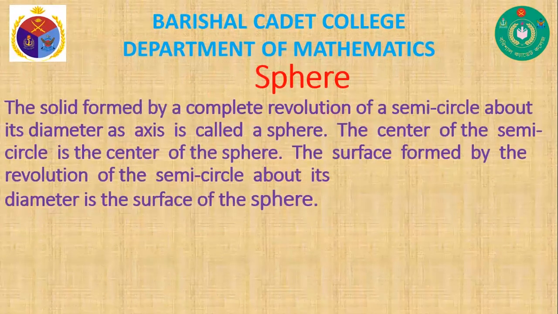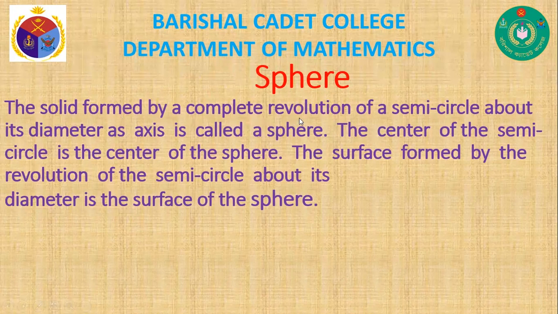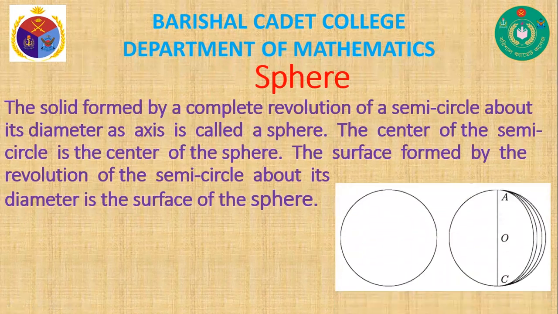First of all, sphere. The solid formed by a complete revolution of a semicircle about its diameter as axis is called a sphere. The center of the semicircle is the center of the sphere. So boys, we want to see the figure of a sphere. Here is the figure of a sphere.